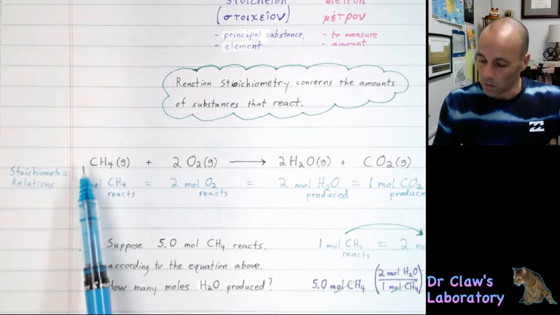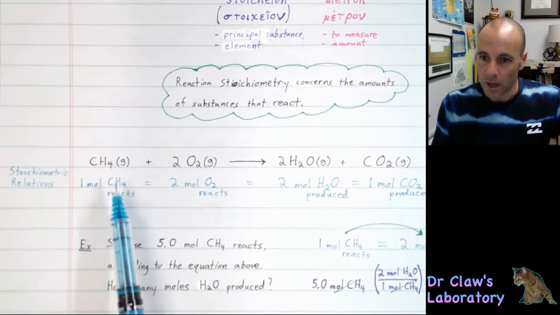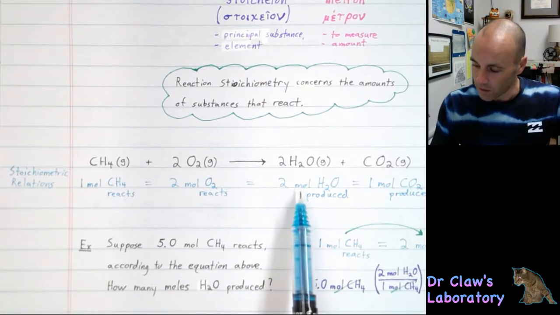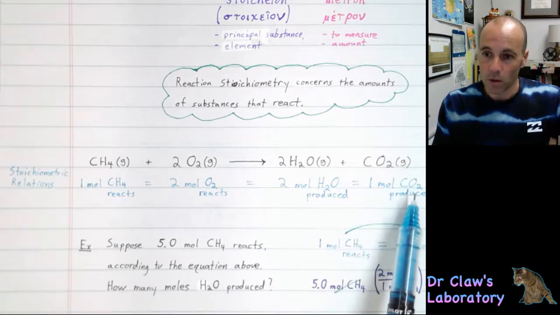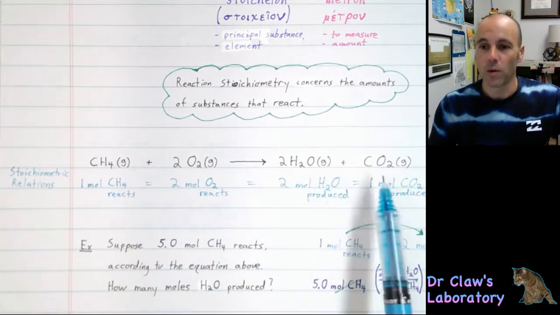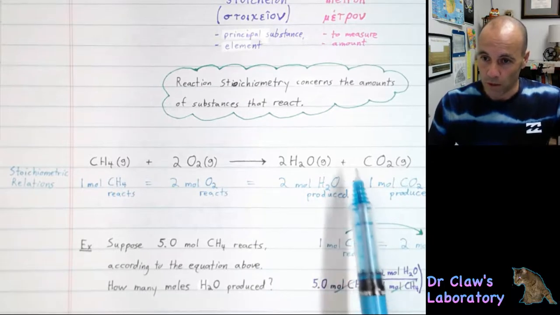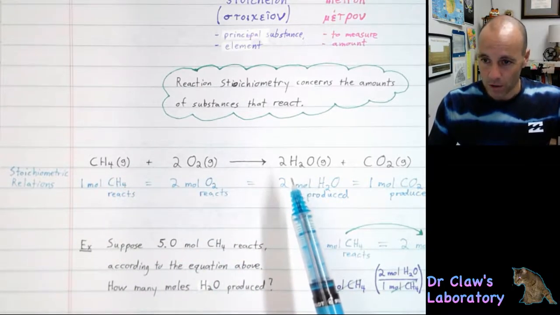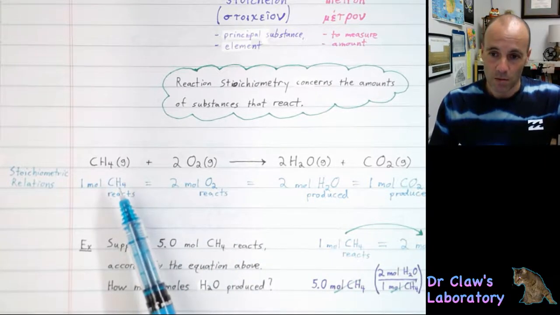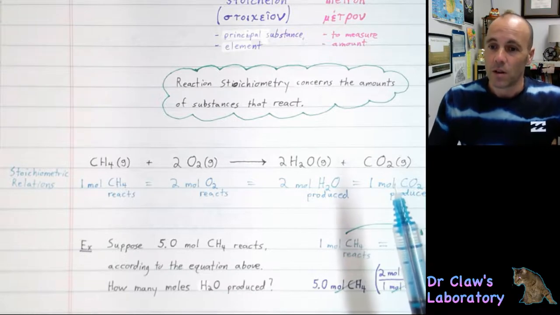So the coefficients 1, 2, 2, 1 mean that whenever 1 mole of methane reacts, 2 moles of oxygen also must react. And also, 2 moles of water are produced, and 1 mole of CO2 is produced. So I like to think of these as like they're all equivalent. Whenever this happens, that happens, and that happens. Or whenever 2 moles of water are produced, if you're talking about this chemical reaction, that means 1 mole of CO2 is produced. And that also means 2 moles of oxygen must have reacted, and 1 mole of CH4 must have reacted. So built right within the chemical equation, we have lots of relations.